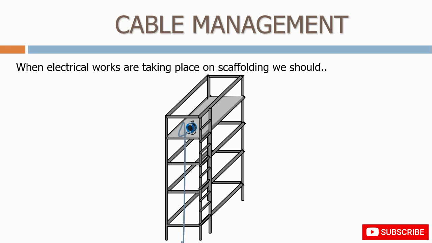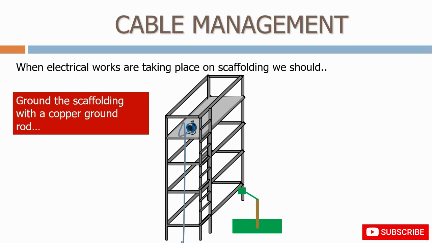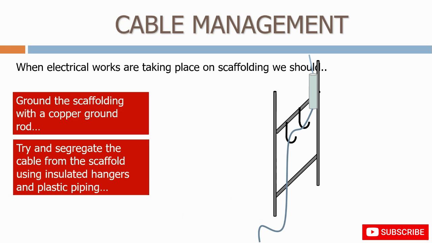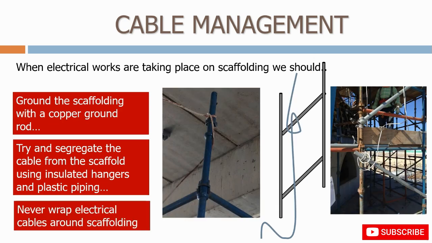When electrical works are taking place on scaffolding, we should ground the scaffolding with a copper ground rod. Try and segregate the cable from the scaffold using insulated hangers and plastic piping. Never wrap electrical cables around scaffolding.